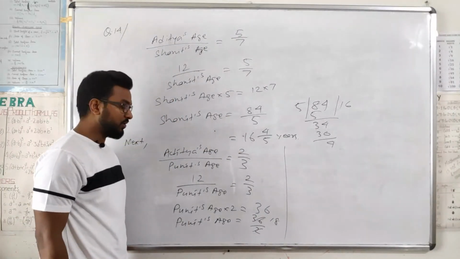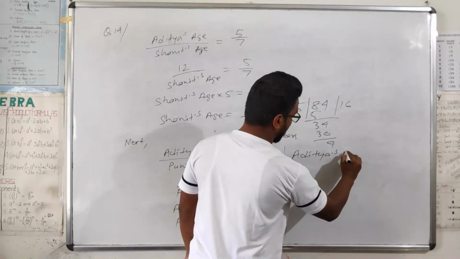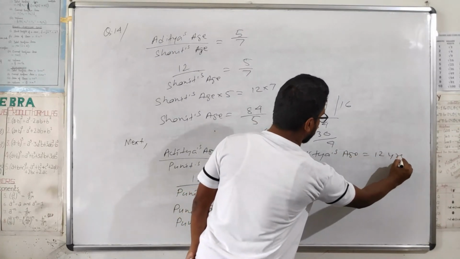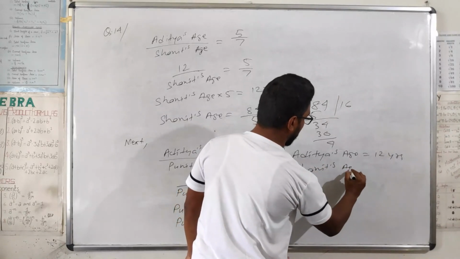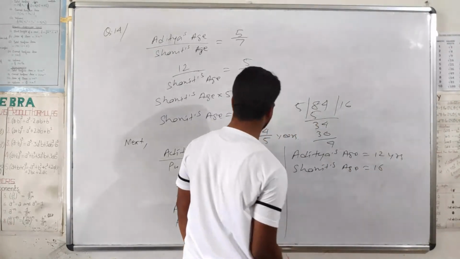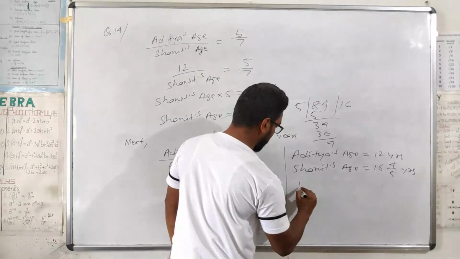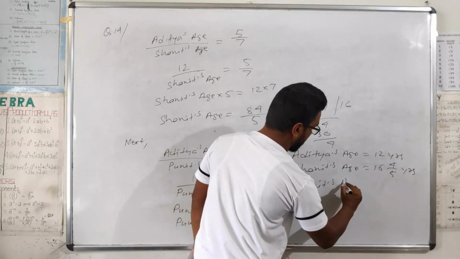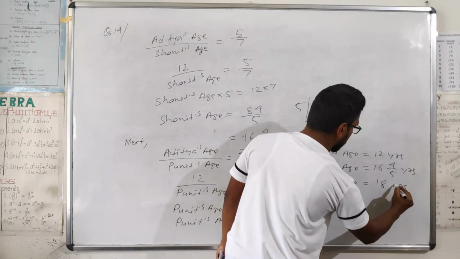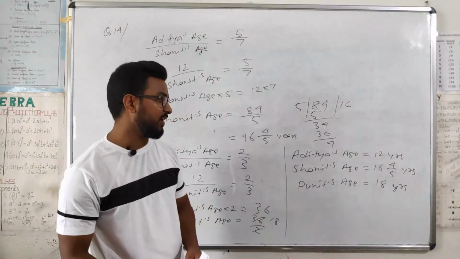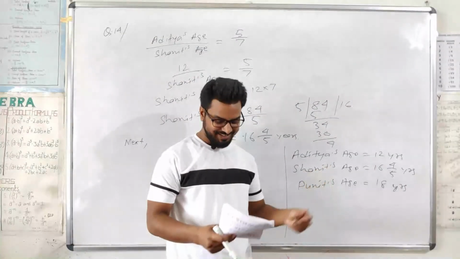Okay. So you got the age of all the three. Aditya age is given 12 years. Then Sonit age is given 16 4 by 5 years, and Punit age is given 18 years. So who is the youngest and who is the oldest? So Punit is the oldest and Aditya is the youngest.